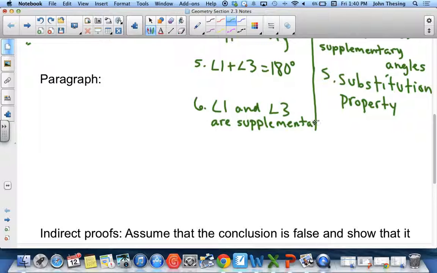So angle 1 and 3 are supplementary, and that's going to be the definition of supplementary.